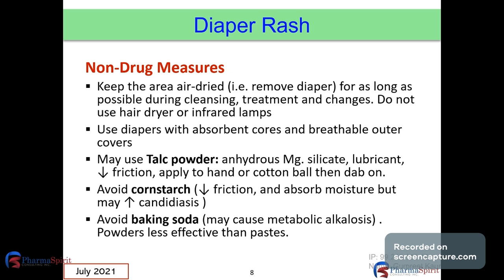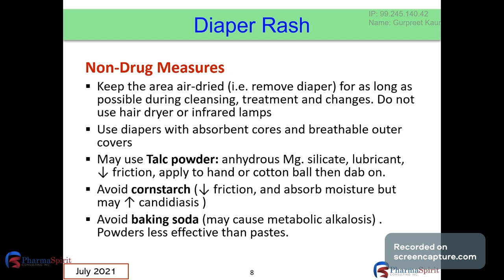And this is by removing the diaper and allowing the area to be air dried for as long as possible. As we mentioned before, Candida flares when the area is moist or wet, and that's why we need to keep the area dry. So how do we do that? We remove the diaper and keep the area air exposed for as long as we can. We can do this during the cleansing. So after we finish cleaning the area, we keep the area exposed to the air to dry.